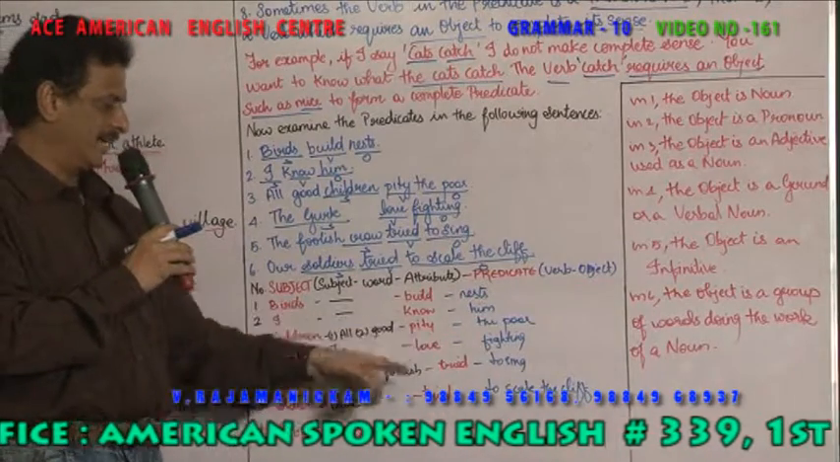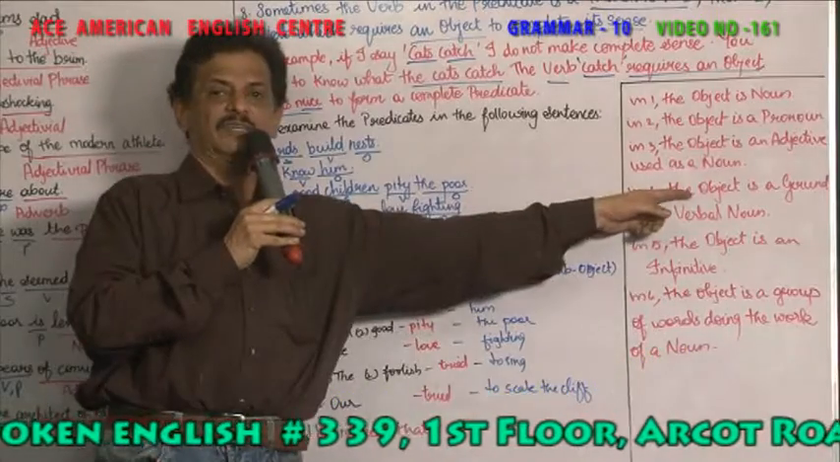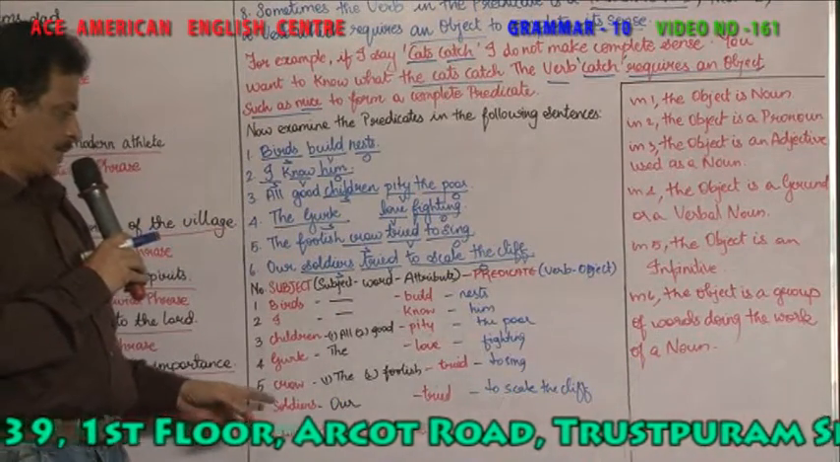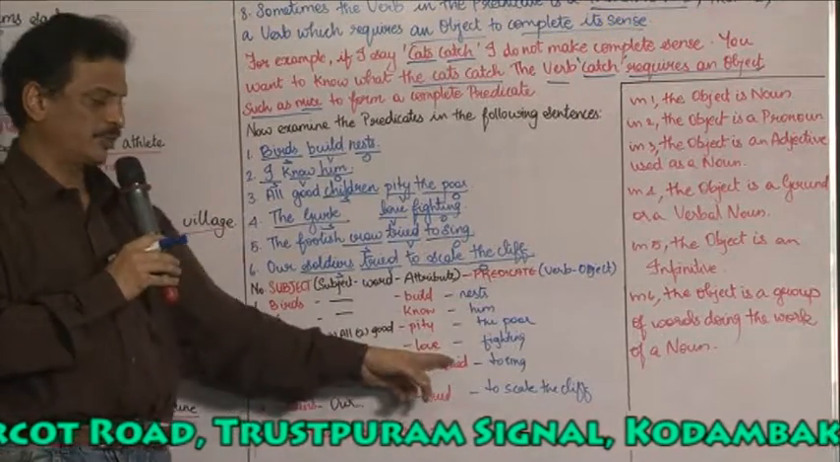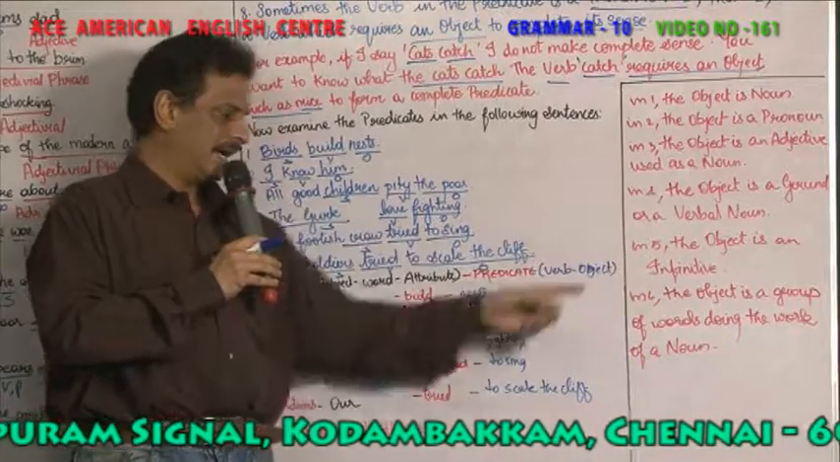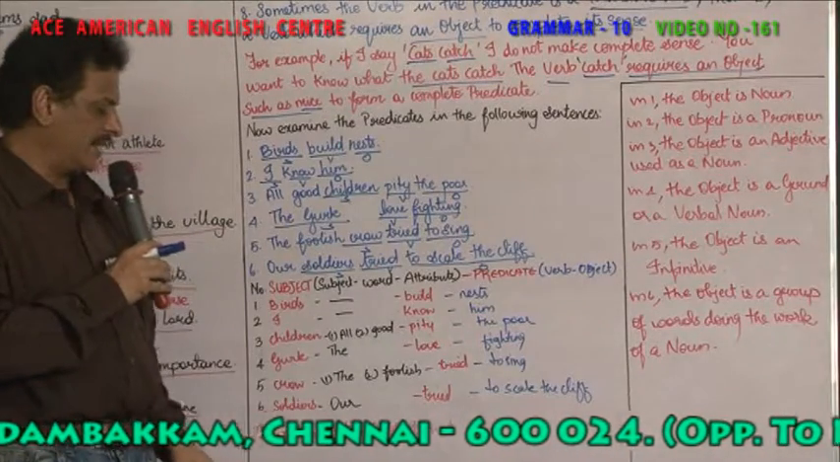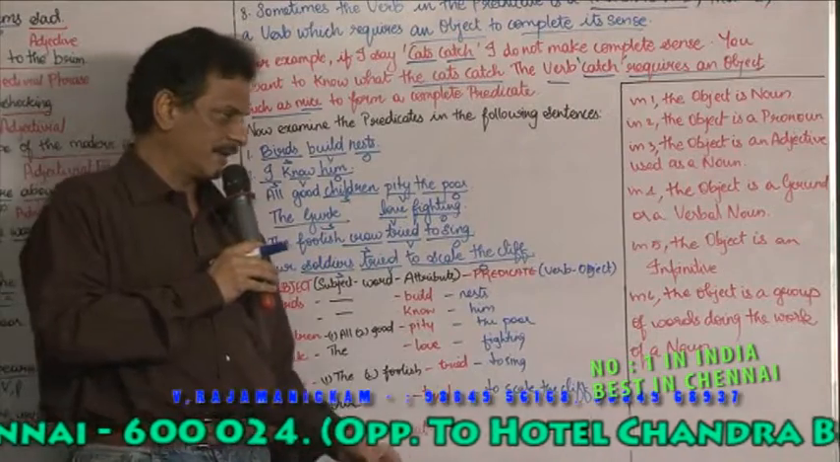Gurkhas love fighting, குர்காக்கள் சண்டையிடுவதை விரும்புகிறார்கள். சண்டையிடுவது ஜெரண்டாக வருகிறது. ஆப்ஜெக்ட் ஜெரண்ட். அடுத்தது, the foolish crow tried to sing, அந்த கிறுக்குத்தனமான காகம் முயற்சி செய்தது பாட. To sing இது இன்ஃபினிட்டிவாக வருகிறது. ஆப்ஜெக்ட் இன்ஃபினிட்டிவ். Our soldiers tried to scale the cliff, நம்முடைய வீரர்கள் முயற்சி செய்தார்கள் அந்த மலையை ஏறுவதற்கு.